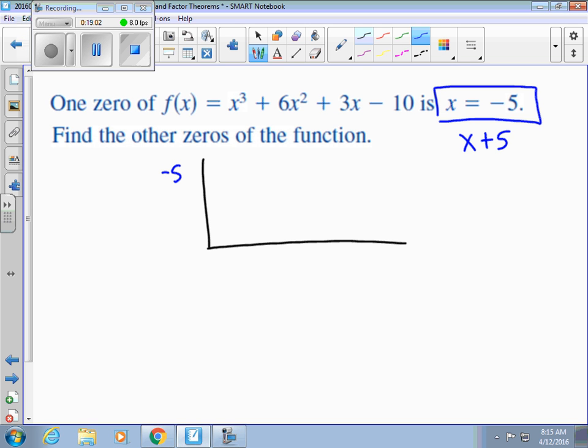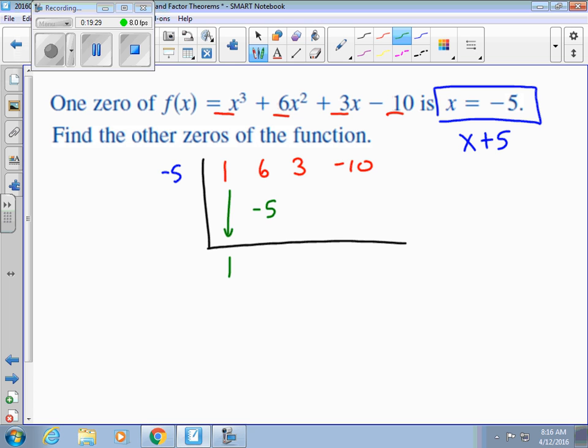The next thing you check with synthetic division, make sure no degrees are skipped. The biggest degree is 3. The next one's 2, then 1, then no degree. So your coefficients go next. This one's 1, positive 6, positive 3, negative 10. From there, you go straight down with it. This one is 1. Multiply 1 times negative 5 to get negative 5.